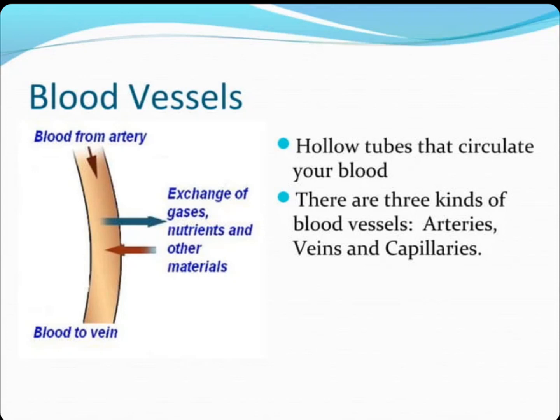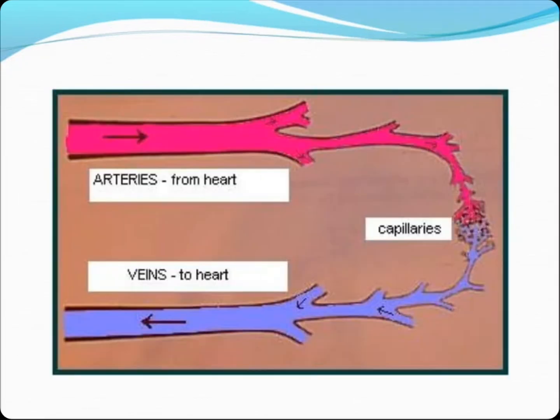And then we also have the blood vessels, which are hollow tubes that circulate your blood. There are three kinds of blood vessels. We have arteries, the veins, and the capillaries. So blood from the artery exchanges gases, nutrients, and other materials. The blood from the artery will go to the vein.